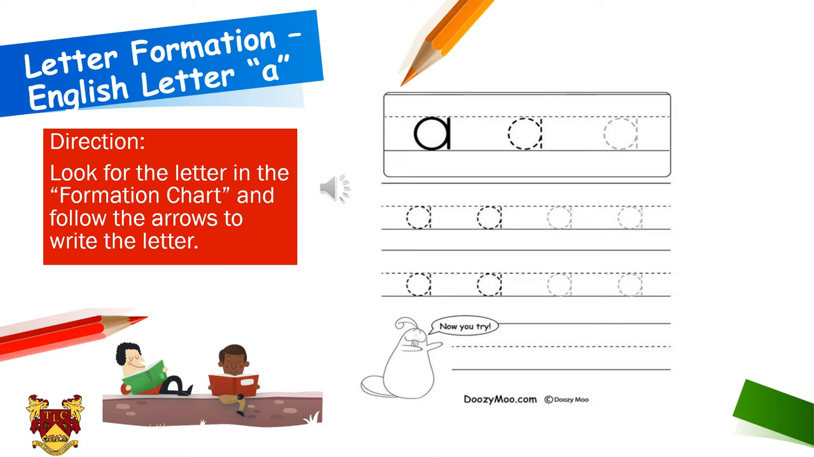My dear students, the first worksheet for today is for letter A. So what sound does the letter A make? It makes a sound. A for an, A for aeroplane, A for alligator. You can make more words from a sound. So what letter is it? It is letter A and it makes a sound.